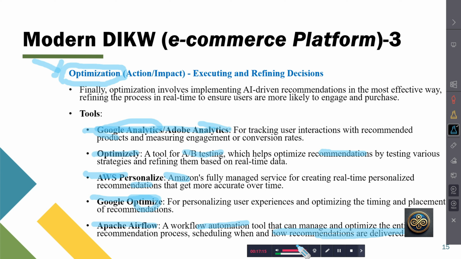So as you see here, each of these tools plays a specific role in helping us move through the DIKW pyramid from raw data collection to actionable optimization. By using these AI and big data tools efficiently, the tools I mentioned, companies can process enormous amounts of information, gain valuable insight, and implement personalized, data-driven recommendations that improve user engagement and business outcomes.